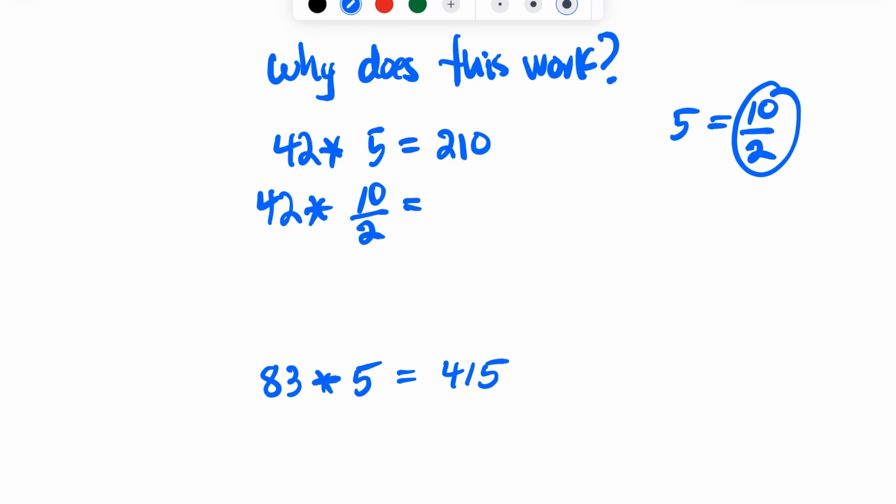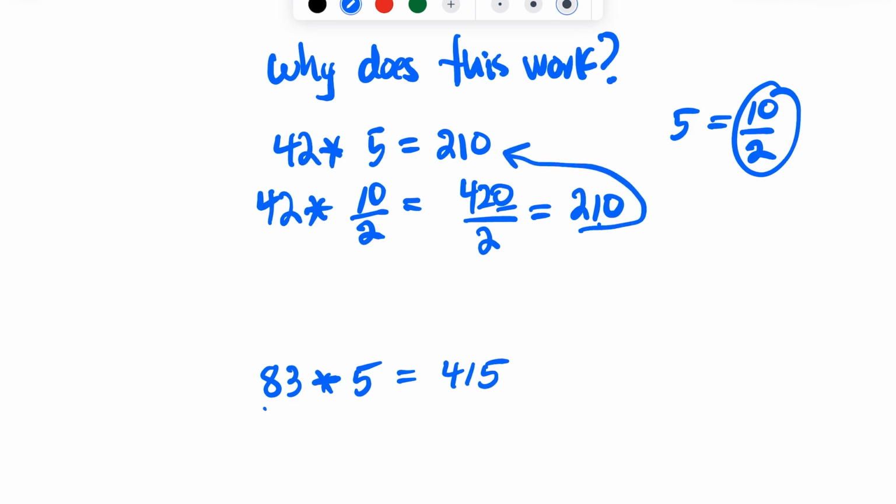So 42 times 10 is 420. And then if I divide that by 2, that's going to be 210. Because 4 divided by 2 is 2, 2 divided by 2 is 1, and then a 0 divided by 2 is 0. So this ends up being the same thing as that.